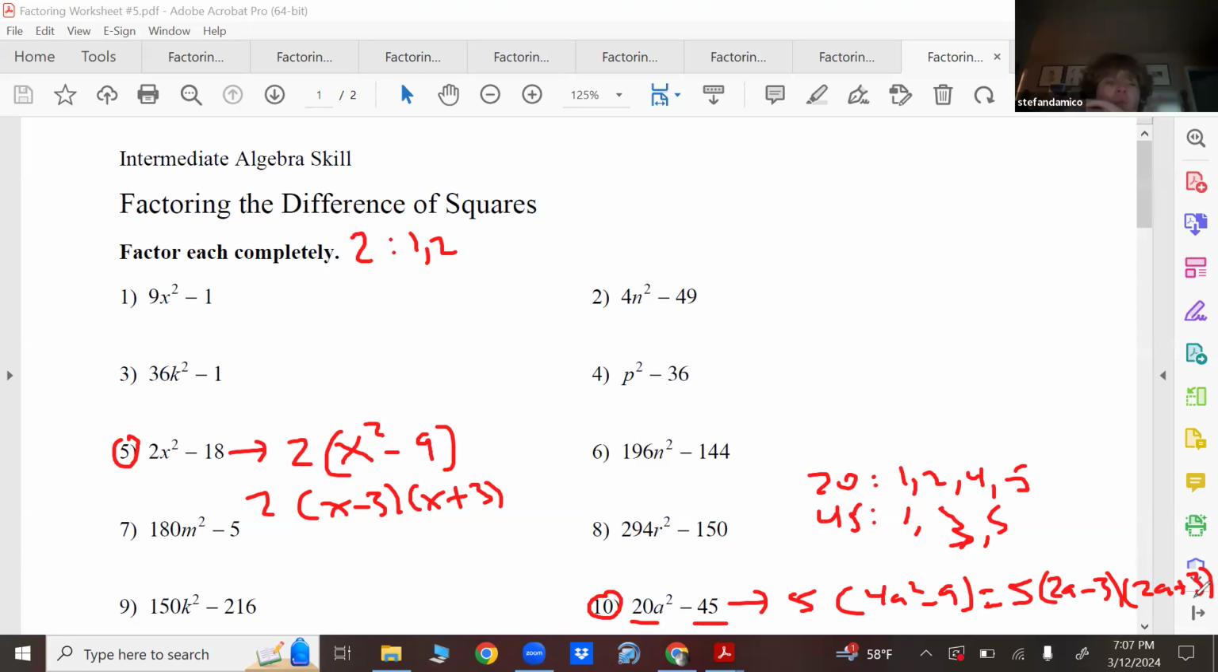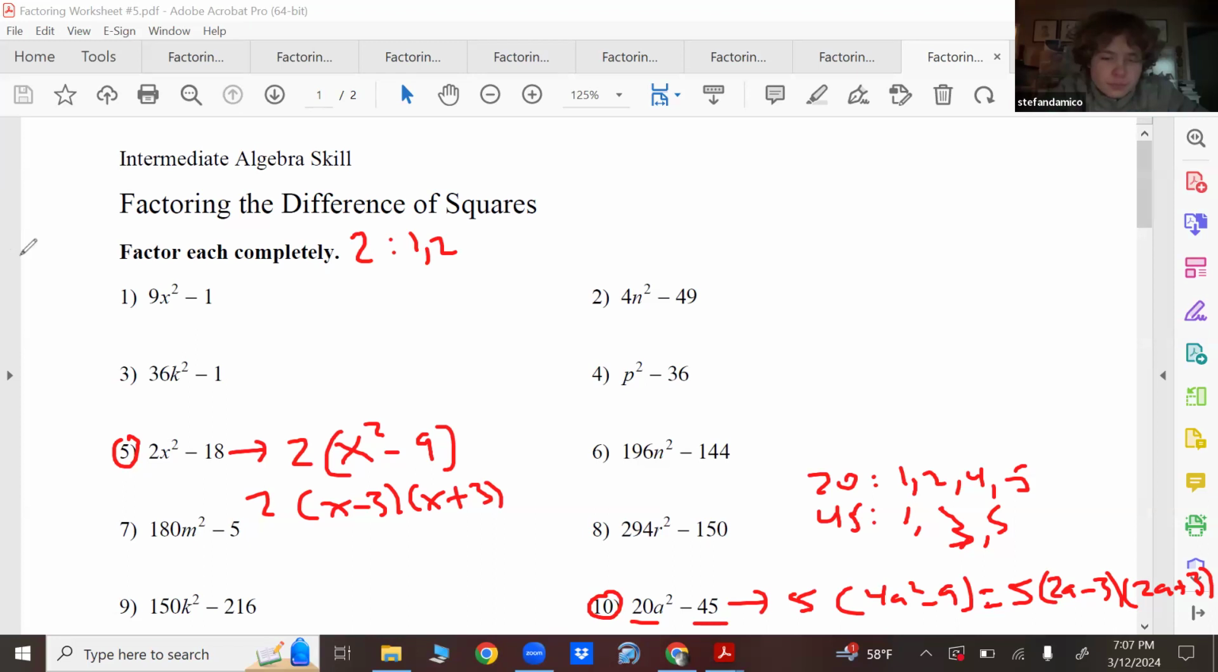So for every single factoring problem, are they always asking for the greatest common factor? Well, you gotta look for it first. Always look for it.